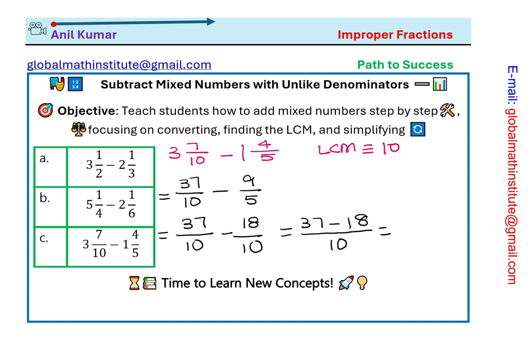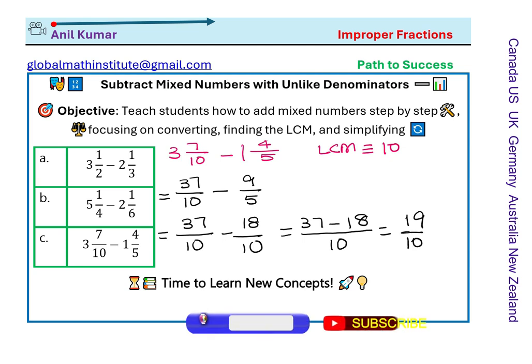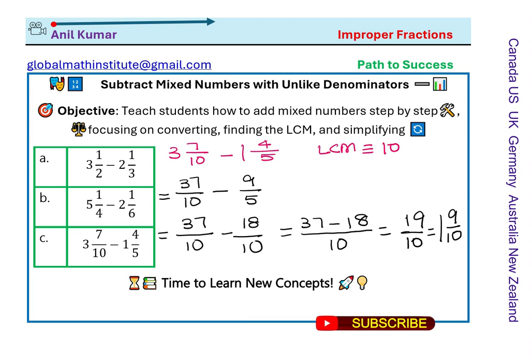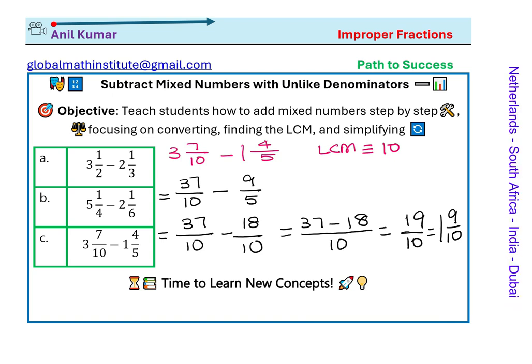So 17 minus 8 will be 9 and 2 minus 1 is 1. So we get 10 in the denominator, 19 in the numerator. So it is 1, 9 over 10. Makes sense, correct? So that is how we are going to do subtraction of mixed numbers with unlike denominators. So I hope you have understood this strategy.